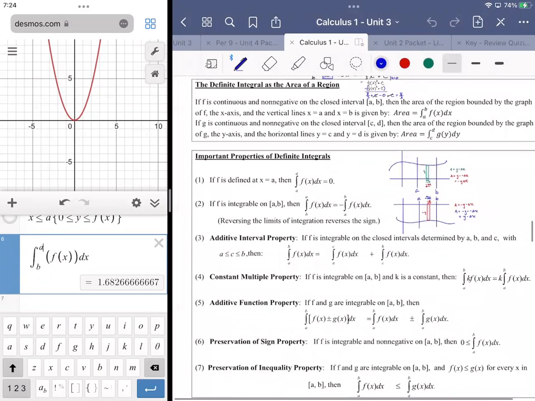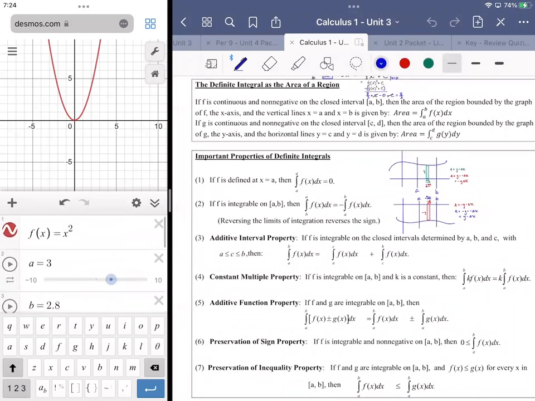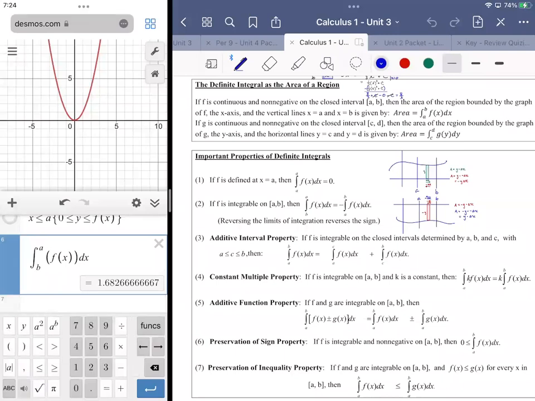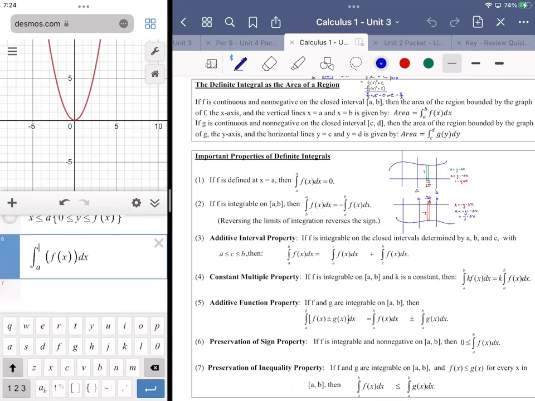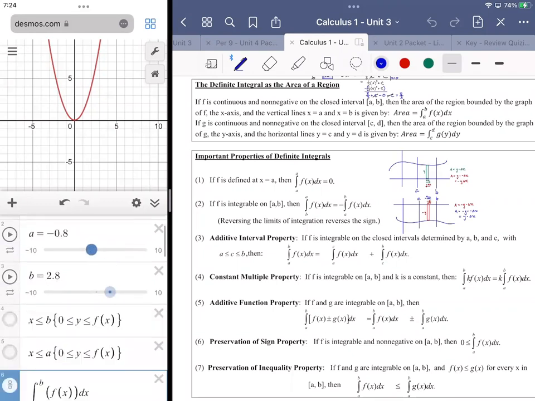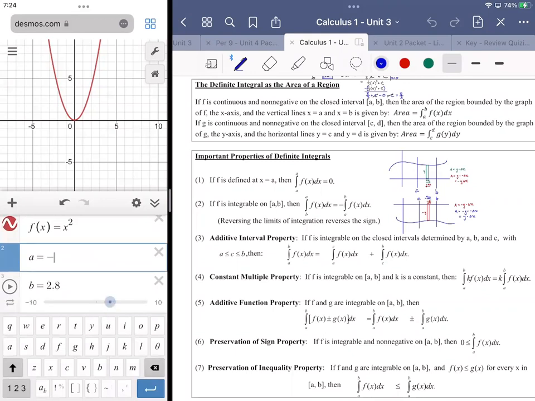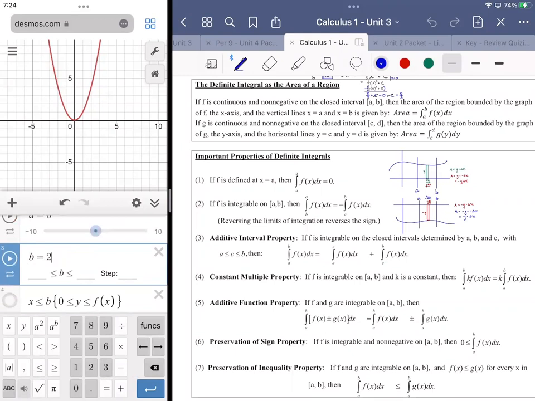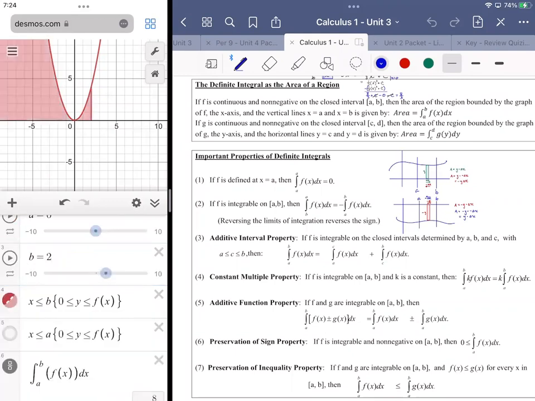All right, so let me just show you that on Desmos real quick. So again, the integral over the interval of a to b. And let's say we'll just stay with 0 to 2. I'm just going to type it because I'll be here forever trying to slide it over. And get these on. All right, so that's the red area there.